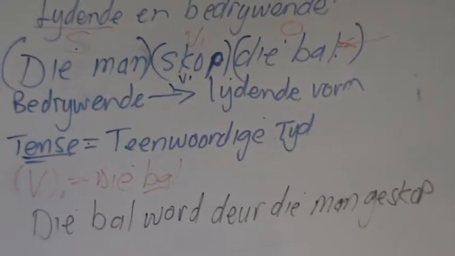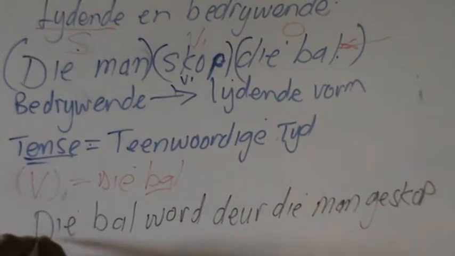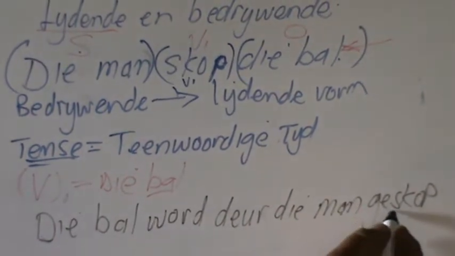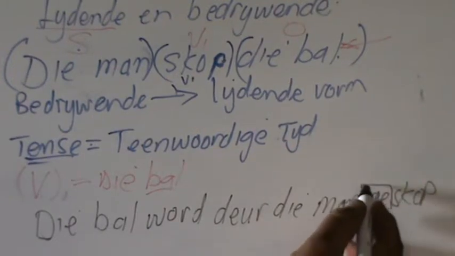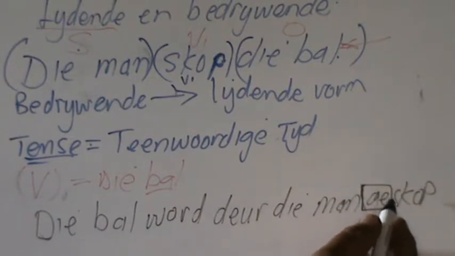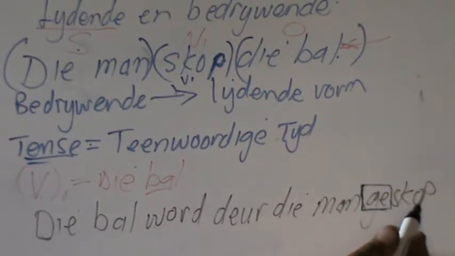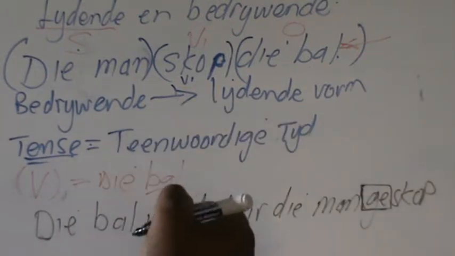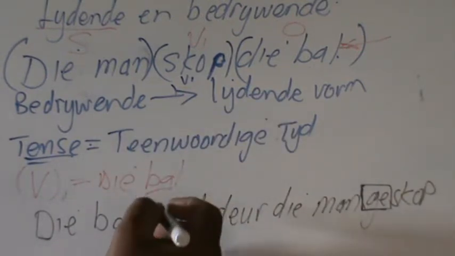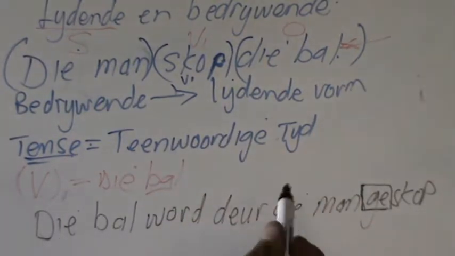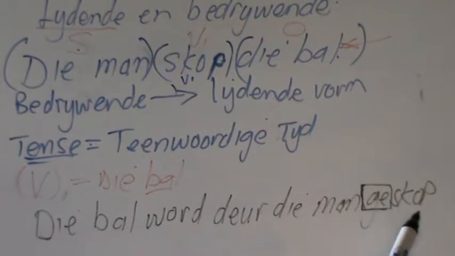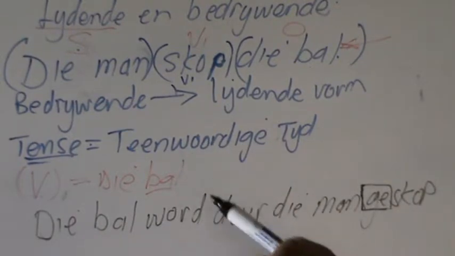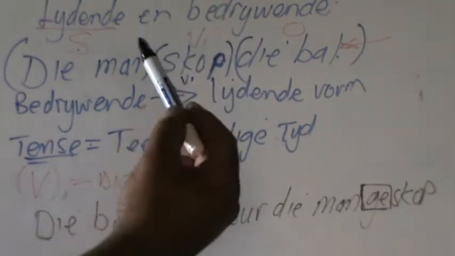Right. Now, here's another problem that we encounter. Is the fact that when people see ge connected to our verb there, then they think it should be in past tense. And normally they think it's wrong because when ge is connected to our verb here, they have to have het in the sentence, right? But now here, you cannot change the sentence because you think that it should have a het because it has ge on the verb, right? This is lydende vorm, bedrywende vorm, right? We're changing it from bedrywende to lydende.